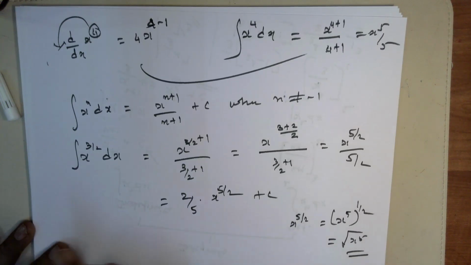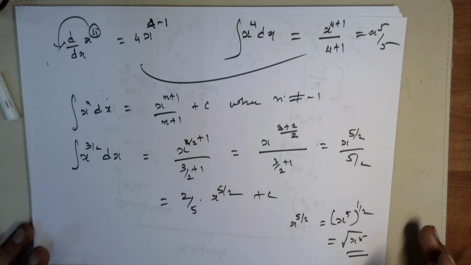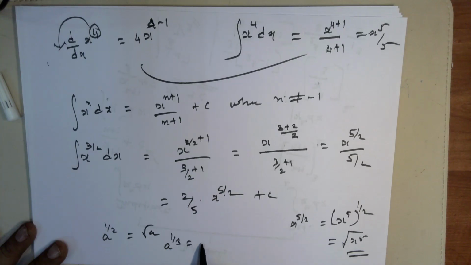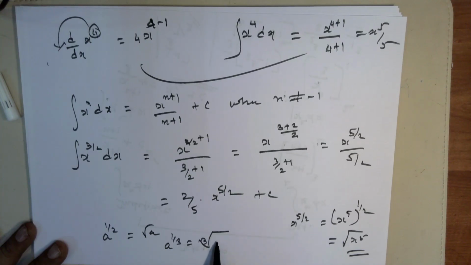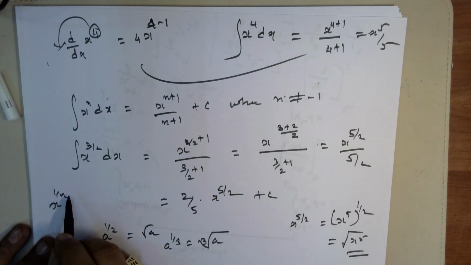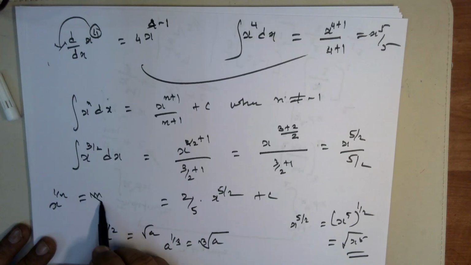So you should be able to convert this into surds also. And you know very well a power 1 by 2 is nothing but square root of a, right? A power 1 by 3 is equal to what? Cube root of a. Are you able to understand? Likewise, x power 1 by n is equal to what? The nth root of x.